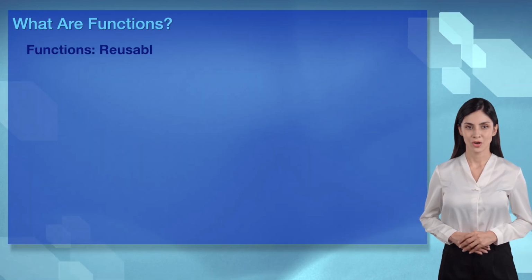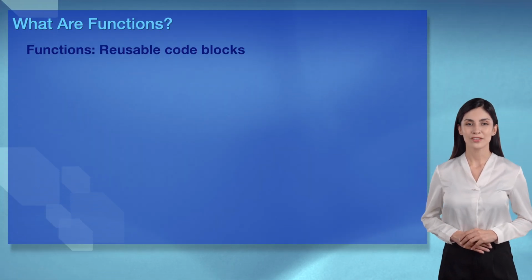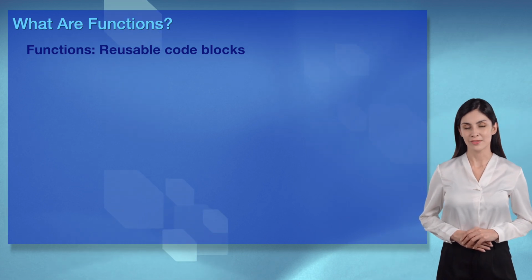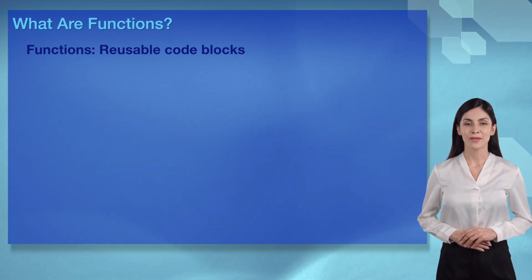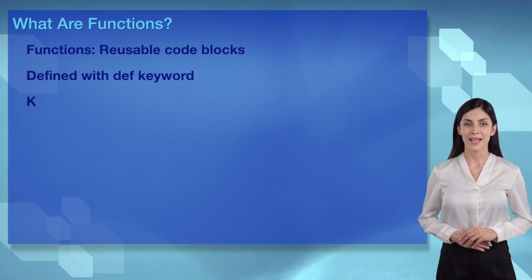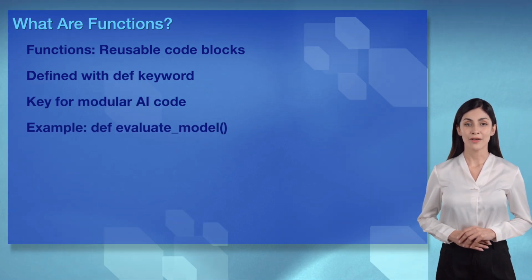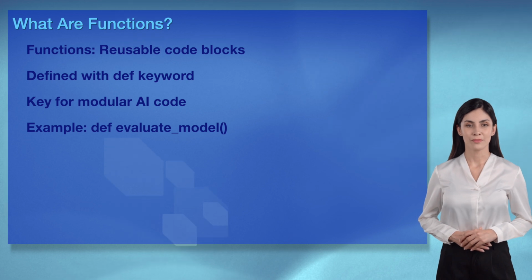Wizards, functions are like magical spells you define once and use anywhere, like def evaluate_model_accuracy. They bundle code for tasks like model evaluation, making AI programs modular and reusable. You'll see how functions simplify AI coding in our demos.